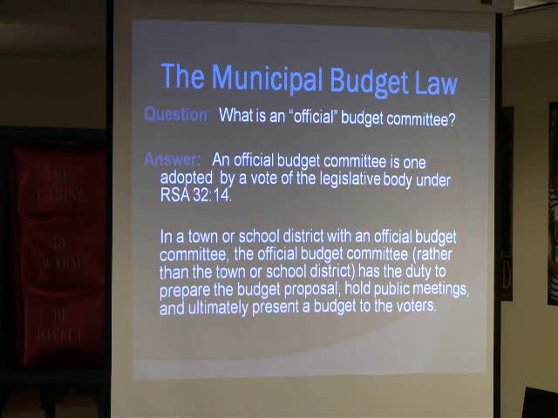Very simply, what's an official budget committee? The legal definition, an official budget committee is one that's adopted by the vote of the legislative body under RSA 32:14. So basically, in a town or school district that has an official budget committee, it's the official budget committee, rather than the town, which would be the selectmen, or the school board, has the duty to prepare the budget, hold public meetings, and ultimately present the budget to the voters. That is the charge of the municipal budget committee.